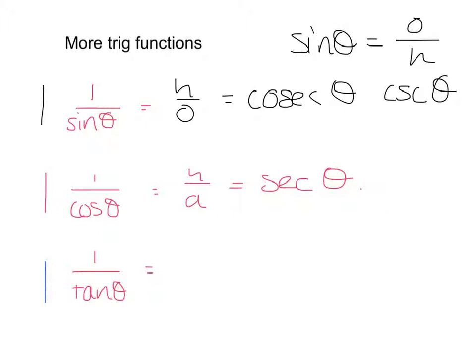Finally, tan was opposite over adjacent, so 1 over tan is adjacent over opposite, and that we call cot. And that's about it. So if you see cot, really read 1 over tan theta. If you see sec, read 1 over cos theta, and cosec, 1 over sine theta.